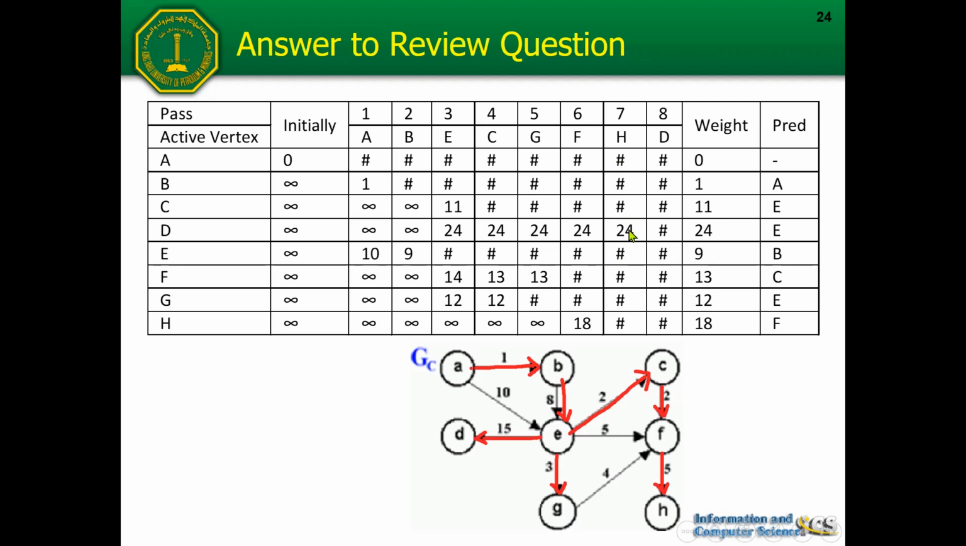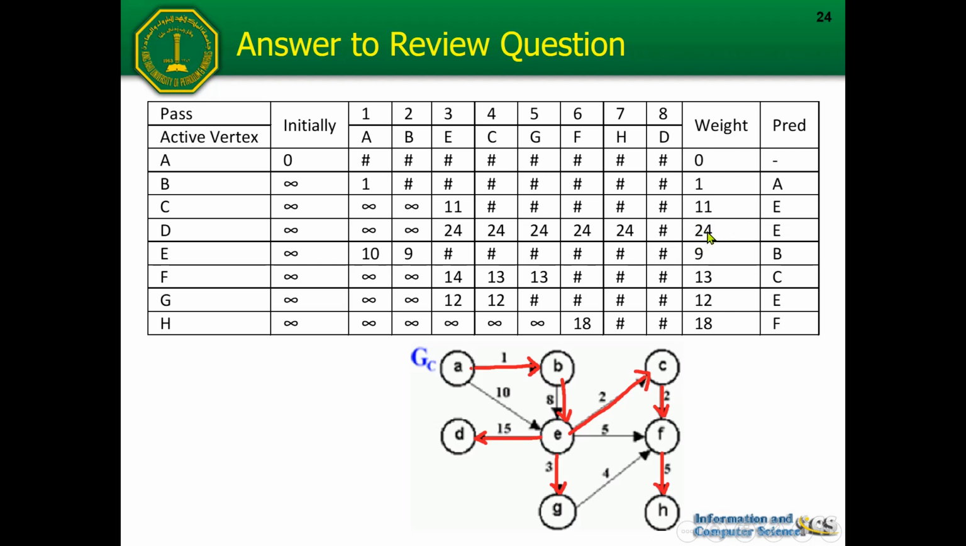Then again we can determine the predecessor of H because we travel to H through F. That's why the predecessor of H will be F. To determine the next active vertex, we choose the minimum number, only this number is available. That's why D will become the next active vertex, so we put the hashtag over here. Now we have finished. The predecessor of D will be E because this is the path to D, and the total weight will be 24.